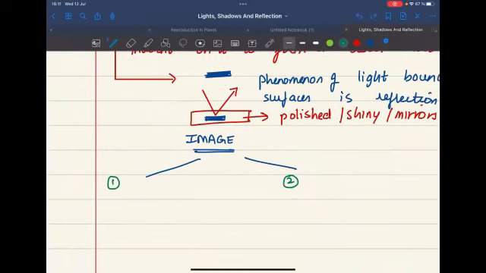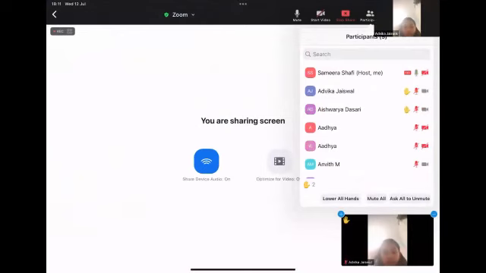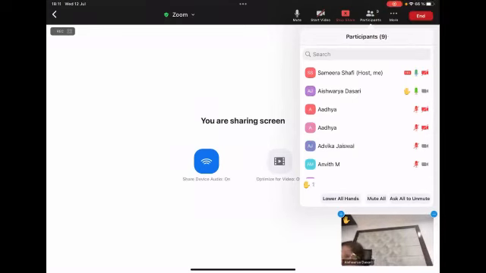Ma'am, can I try? Yes, Advika. Ma'am, is it reflection or refraction? I'm just asking you about two types of images. Reflection and refraction are two different properties, that's completely different. Yes, Aishwarya? I think shadow and image. Good try, but it's not that. Anybody else?